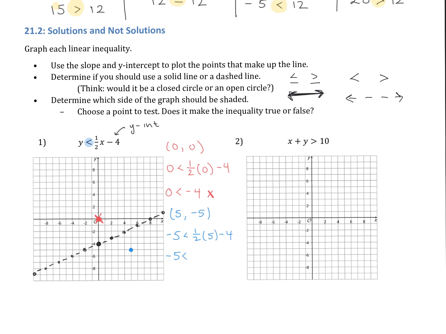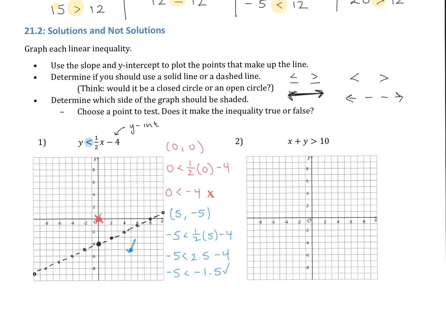Is this a solution? Let's see, 1/2 times 5 would be 2.5. And 2.5 minus 4 would be negative 1.5. Is negative 5 less than negative 1.5? Yeah, it absolutely is. So this point right here is a solution to the inequality.